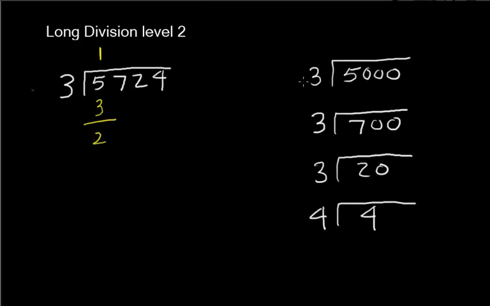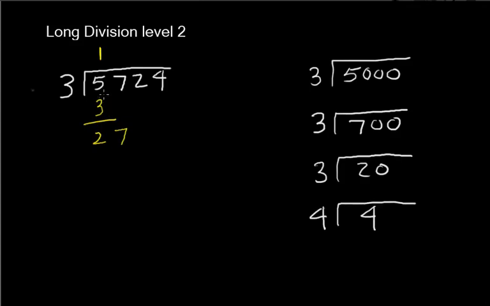Okay, so what are we actually doing here? We've actually said that 3 goes into 5,000 at least 1,000 times, but not more than 1,000, not 2,000 or 3,000. So now we have to do the multiplication down here, and we're really saying that 1 times 3 is 3,000. When we subtract this 3,000 from the 5,000, we have 2,724 left. Okay, so we're going to bring down the 7.